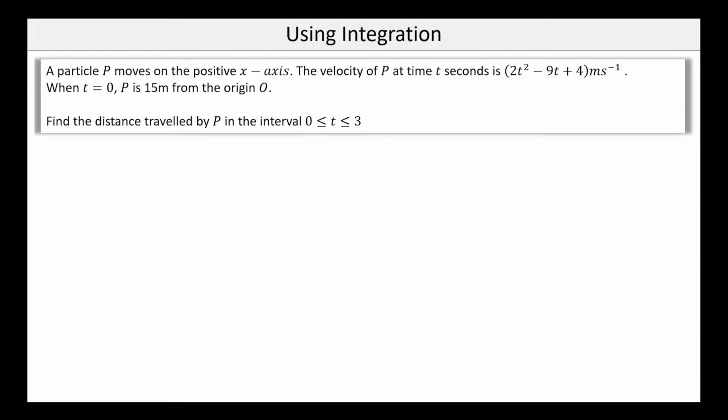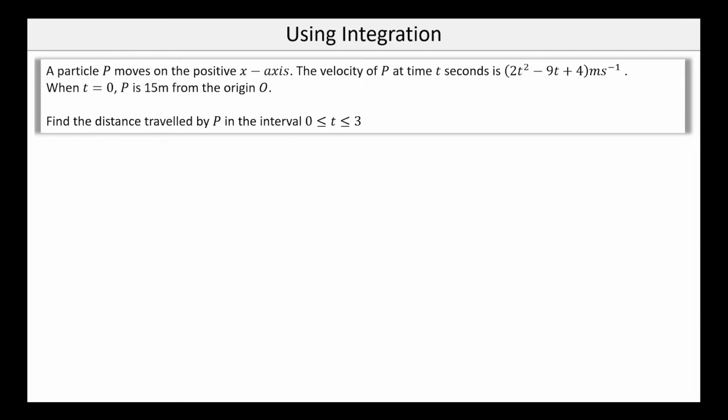So up to now, we've been making use of differentiation to move from one variable to the next. I hope that intuitively you would realize that we can do the reverse by using integration. So integrating helps us to move from acceleration to velocity, from velocity through to displacement.